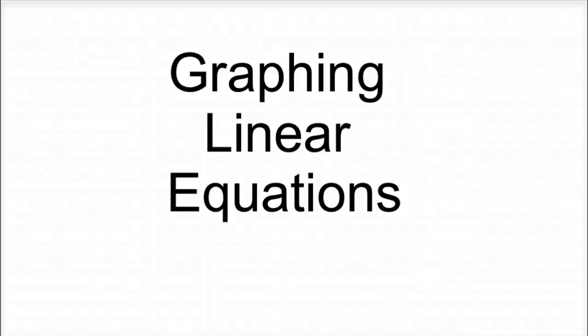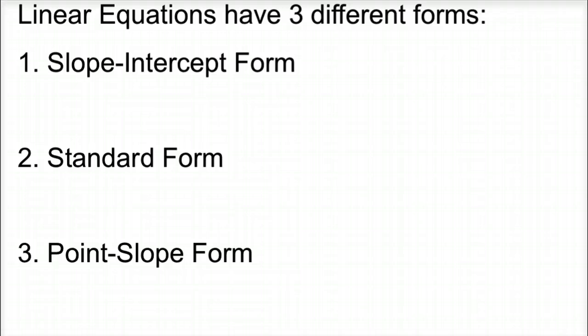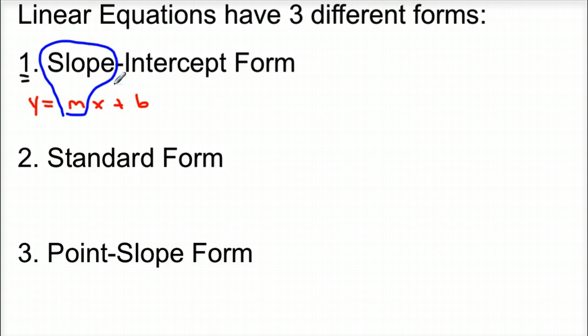So in this lesson we're going to graph linear equations. There are three forms of linear equations. The first is our slope-intercept form. So our equation should look like this: y equals mx plus b, where m represents our slope and b represents our y-intercept.